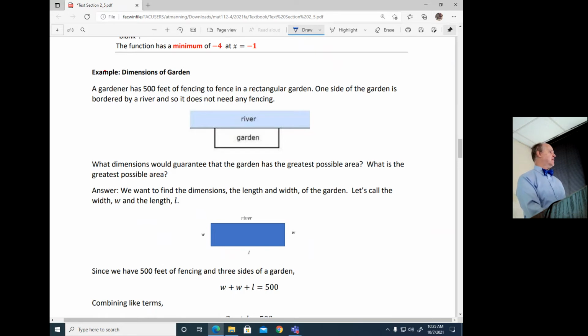A gardener has 500 feet of fencing to fence in a rectangular garden, okay? Total around is going to equal 500. So I know, let's see, I have a width. No, that's my length. I have a length and a width, and I know that 2 times the length plus 2 times width is going to be equal 500 feet.